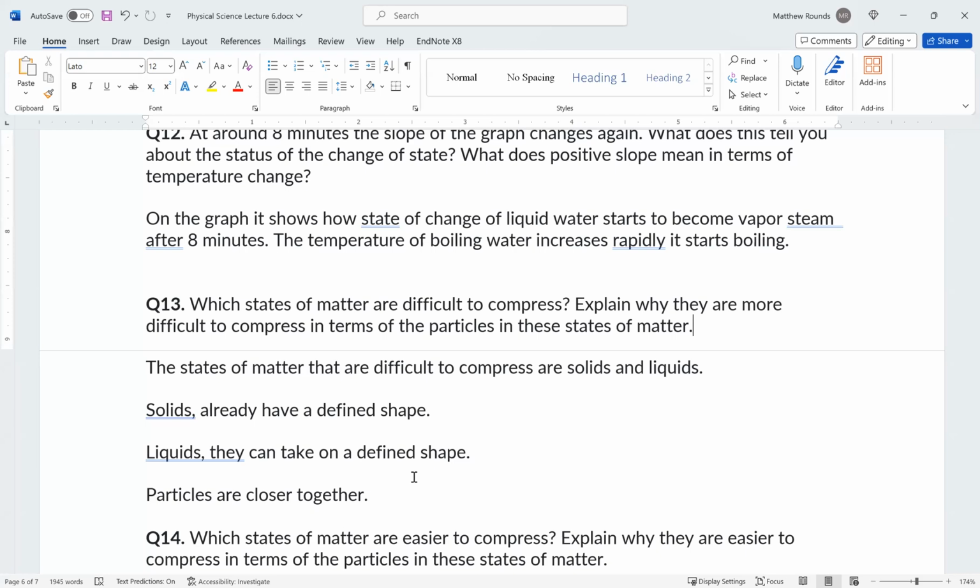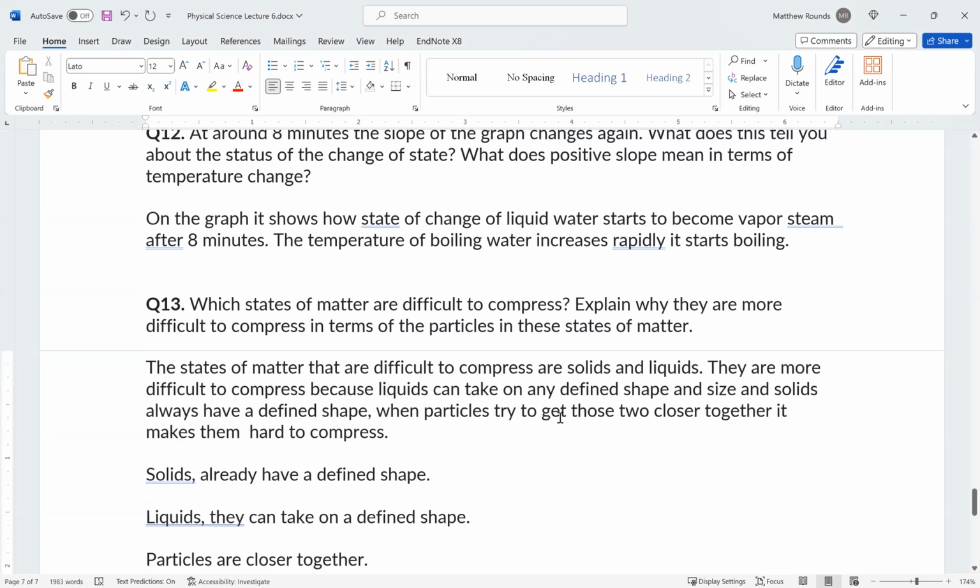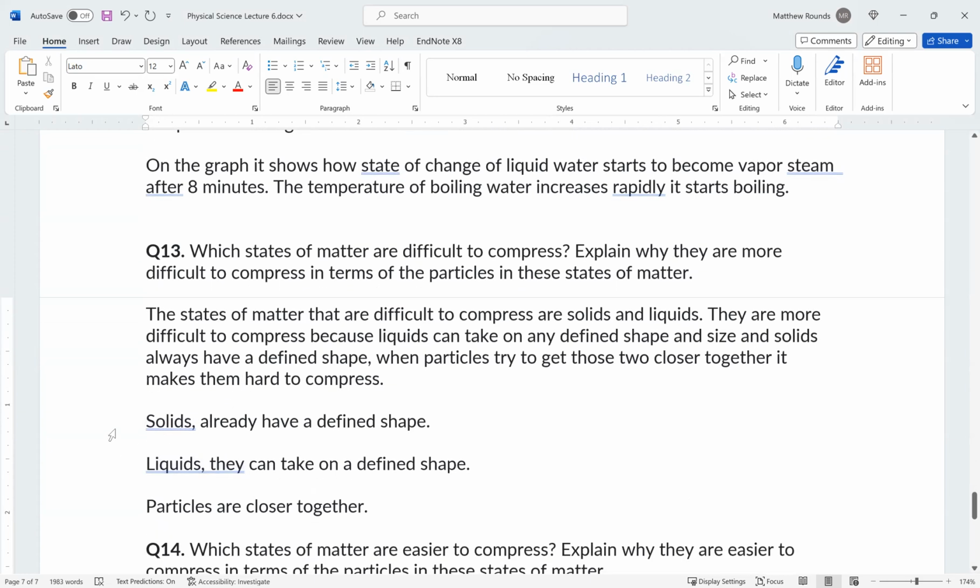Okay, here's what I wrote. They are more difficult to compress because of their size, and solids always have a defined shape. Particles are hard to compress. Yeah, that looks good. Go with that.